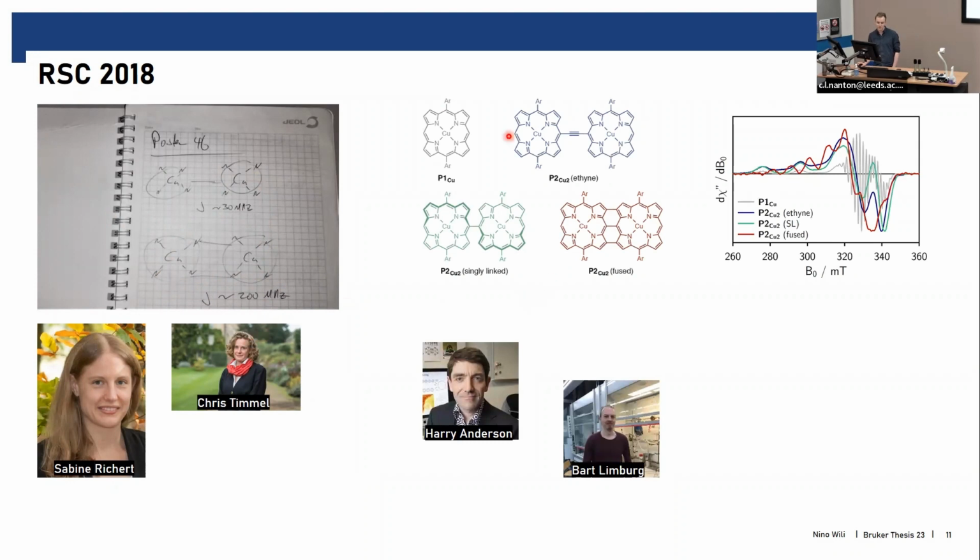So these copper porphyrins were synthesized in the group of Harry Anderson, and in this case it was Bart Limburg, and they had this single one, a fused one, singly linked, and then these fused ones. And here on the right, you can see some of the CW spectra. And basically, Sabine found it difficult to simulate these spectra. And so she asked Gunnar, well, could we actually just measure the hyperfine coupling directly, so that we at least know this part, and then we could maybe figure out the J coupling later. And I'll come back to this point a little later.